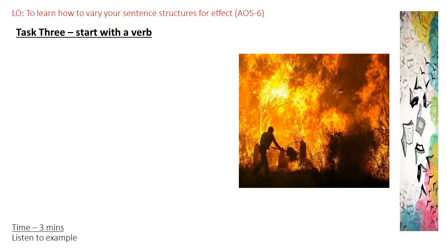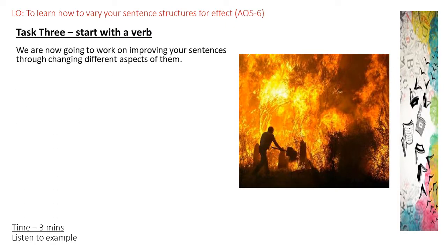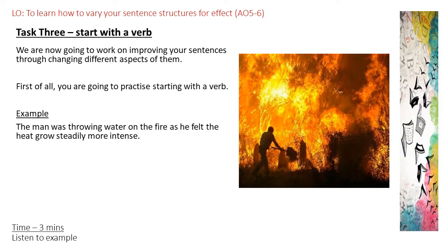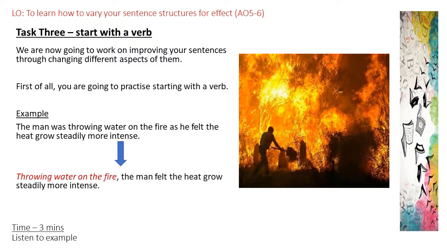So task 3, starting with a verb. We are now going to work on improving your sentences through changing different aspects of them. First of all, you are going to practice starting with a verb. Example. The man was throwing water on the fire as he felt the heat grow steadily more intense. Throwing water on the fire, the man felt the heat grow steadily more intense. So in this example, you have put the verb throwing at the beginning of the sentence.